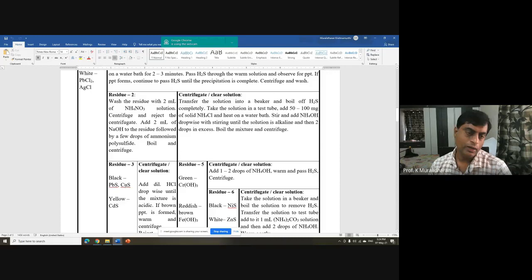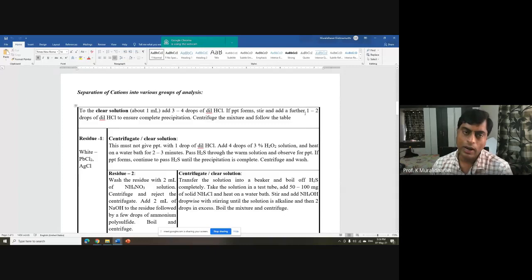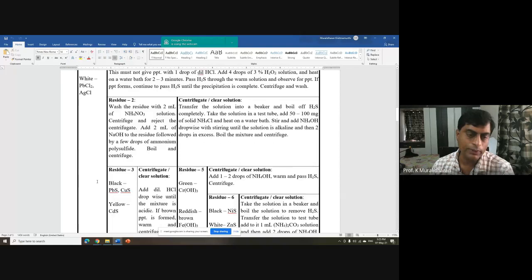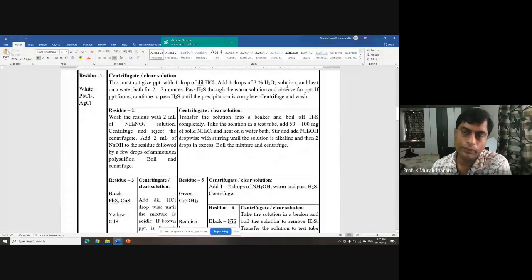Remember that lead should have been precipitated completely here, but if you have not done that reaction properly, you may still have the lead precipitation here. That may lead to confusion. That's why I told you clearly to make sure that, on further adding HCl, all precipitation is complete. If you left out some lead, it will be precipitating again here. Okay. So assuming that you have done that experiment, you will get precipitate here.